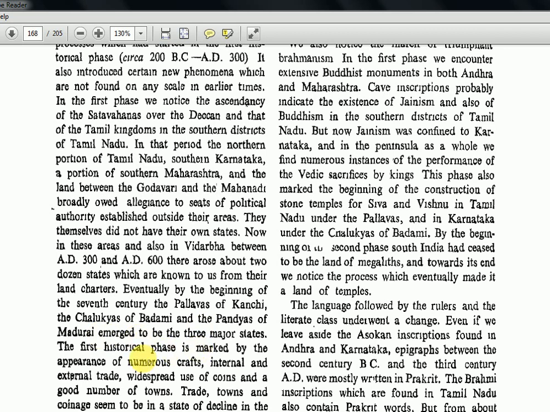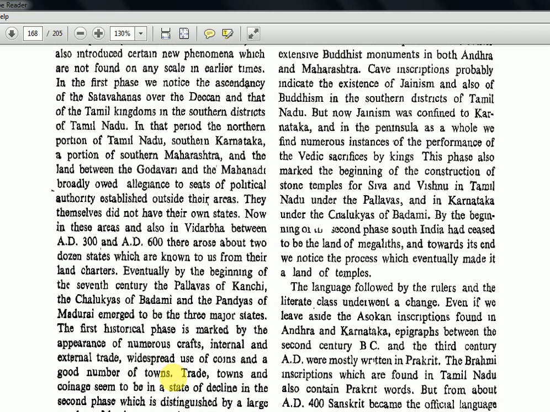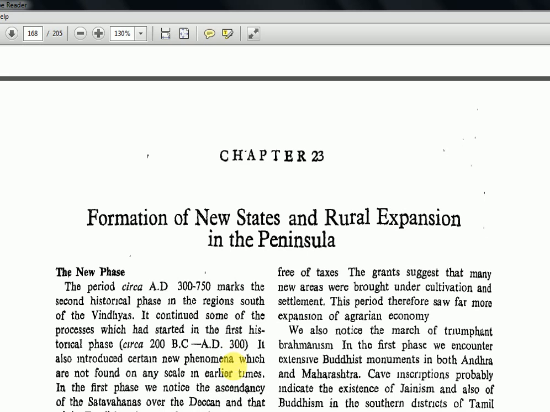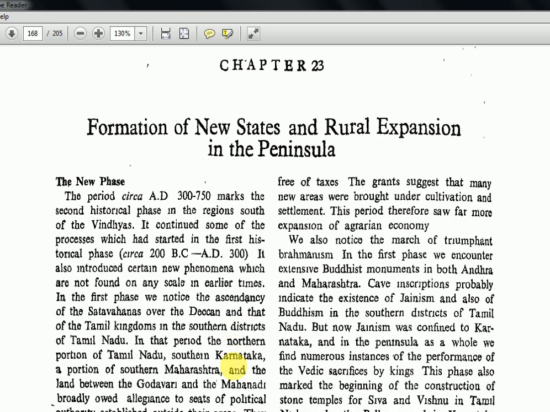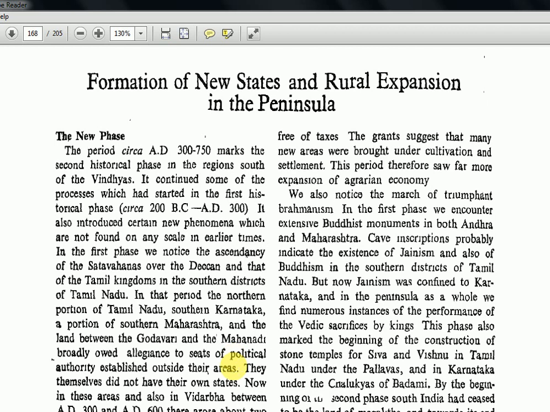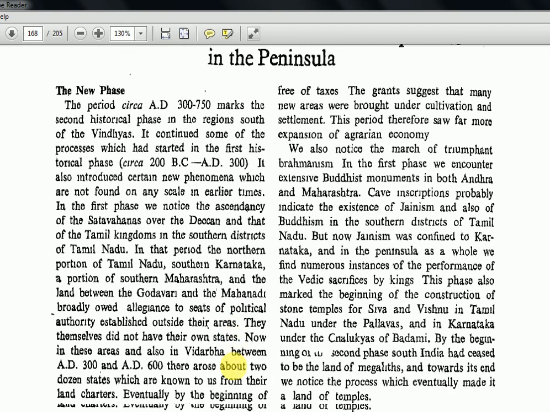The first historical phase is marked by the appearance of numerous craft, internal and external trade, widespread use of coins, and a good number of towns. So trade, towns, and coinage seem to be in the state of decline in the second phase, which is distinguished by the large number of land grants made to the Brahmanas. This we saw in our earlier chapter also, how we conclude that coinage is declining: that more number of land grants are there, more number of inscriptions are there, that Agraharika is there, officers are appointed for those things. That means transactions are happening through land rather than money. So that is how we conclude that the coinage is declining.